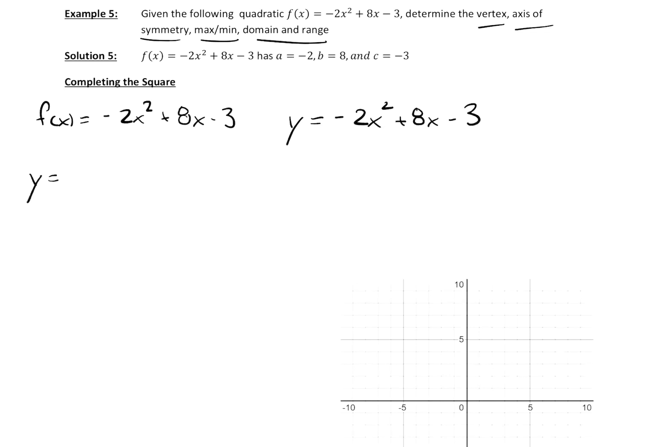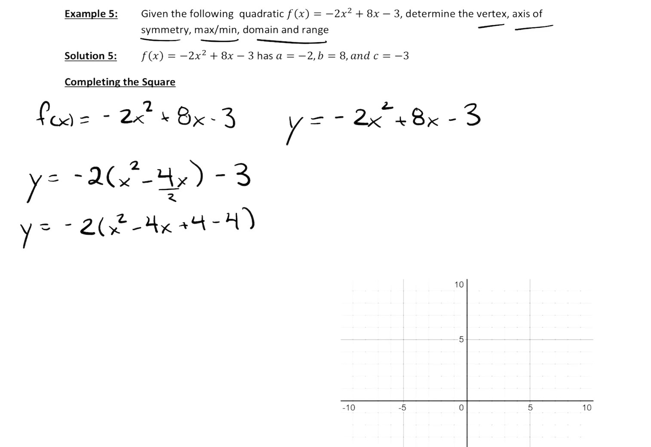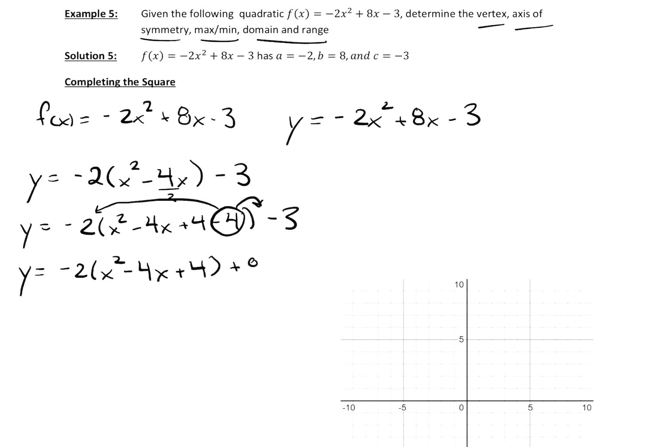So we're going to start with the vertex. We're going to factor out a negative 2 from just those first two terms. So plus 8 becomes minus 4, and this negative 3 is just hanging out there. We're going to take our negative 4, divide it by 2, square it, and add and subtract it, so plus 4 minus 4, because negative 4 divided by 2 is negative 2, and 2 squared is 4. That's subtracted. We're now going to remove the negative 4, but multiply it by the a term. So the negative 4 is going to come out, but it has to be multiplied by negative 2. So negative 4 times negative 2, you get plus 8 minus 3.